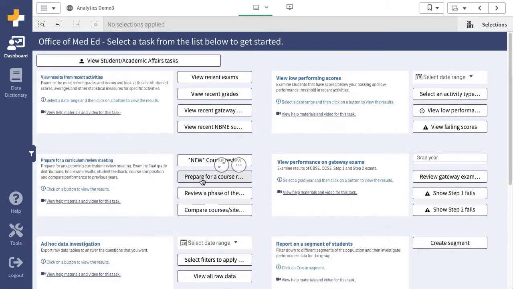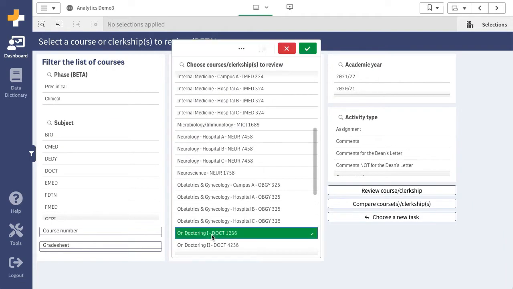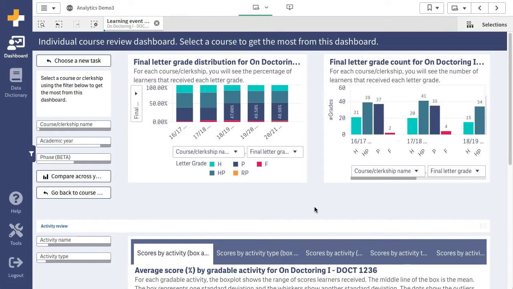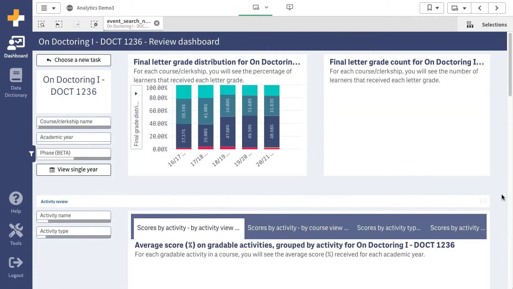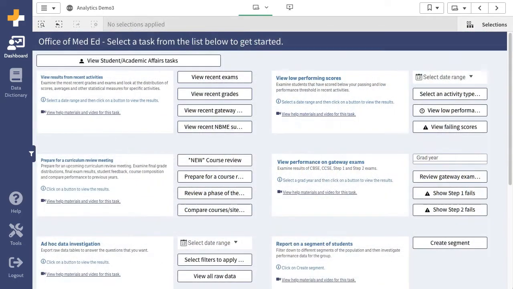Preparing for course reviews at a glance. Compare your data across academic years, learner cohorts, courses, and more. Cross-compare your course exam results for never-before-possible insights. Identify trends in exam performance.